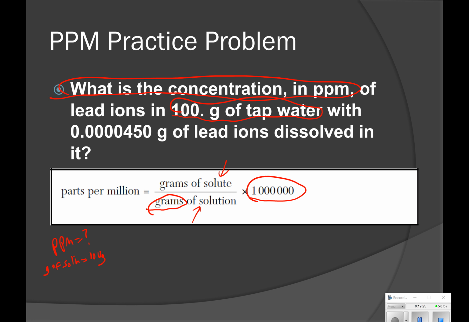with 0.0000450 grams of lead ions. So the grams of solute, whatever the smaller component is going to be your solute. The larger one is going to be your solvent or solution, depending how it's worded. Grams of solute here, this is pretty small. You could write that in scientific notation as well.